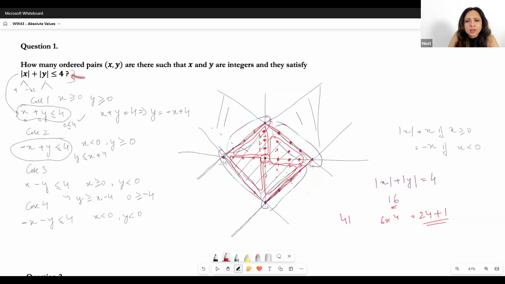Ordered pairs is nothing but, for example, 0, 0 is a point that is satisfying. Then 1, 0 is a point that is satisfying, right? Then 2, 0, then 3, 0, then here, this is 1, 1, then 1, 2. All these points, including these points, they're all satisfying this particular inequality. So my answer over here is going to be 41.